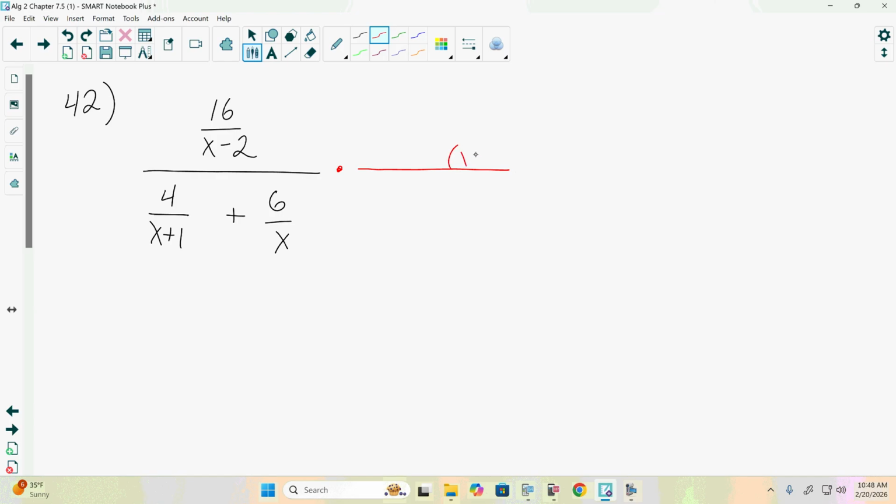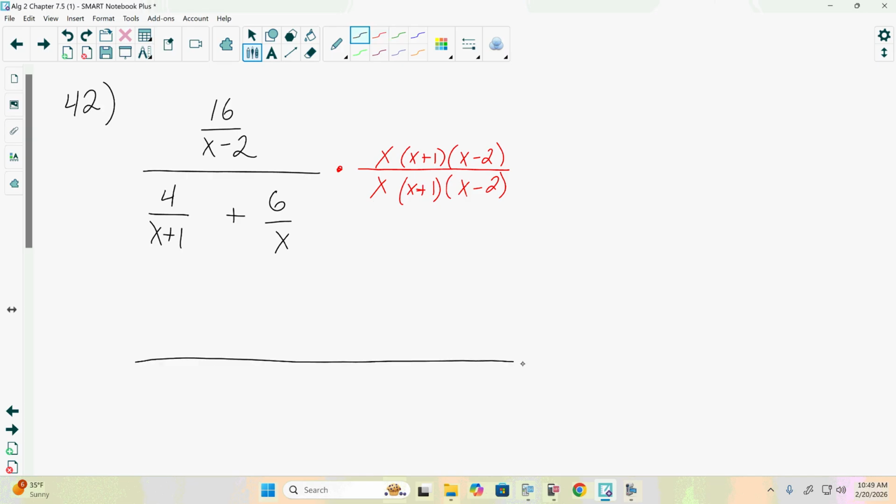On top, the denominator is x minus 2. So we know we'll need it once because it only shows up once there. If it shows up once in the denominators, we still only need it once. On bottom, we have the x plus 1. So we'll need it, and then we'll also need an x. Since all three denominators are distinct and unique, we end up having to take all three.